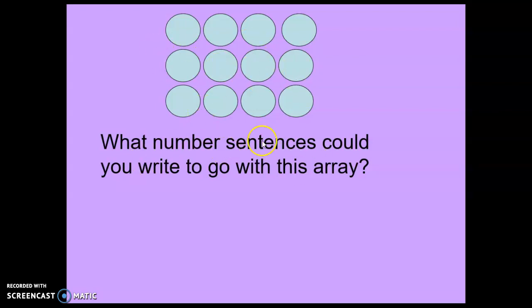We were looking at arrays and what number sentences could you write to go with this array. We've got 12 counters altogether. We've got 3 rows of 4 or 4 rows of 3. So if we do multiplication, we would have 3 rows of 4 which equals 12 or 4 rows of 3 which equals 12. Remember, the total when it comes to multiplication goes at the end. That is the answer, because you are making groups. How many have you got all together? That is your total.